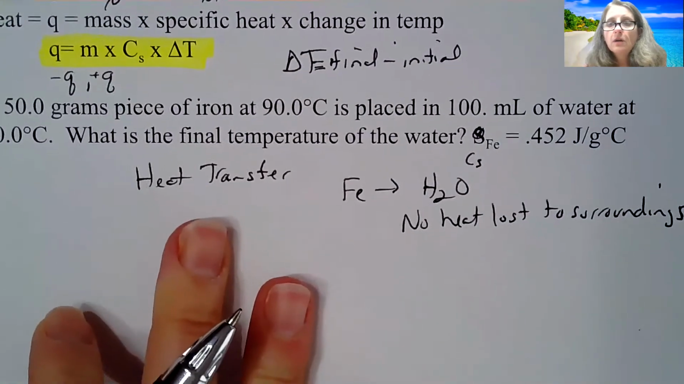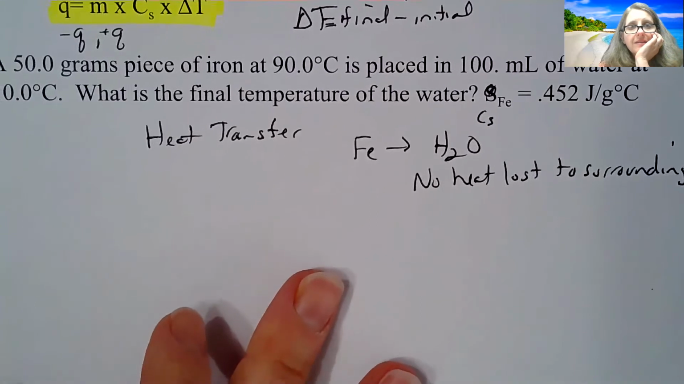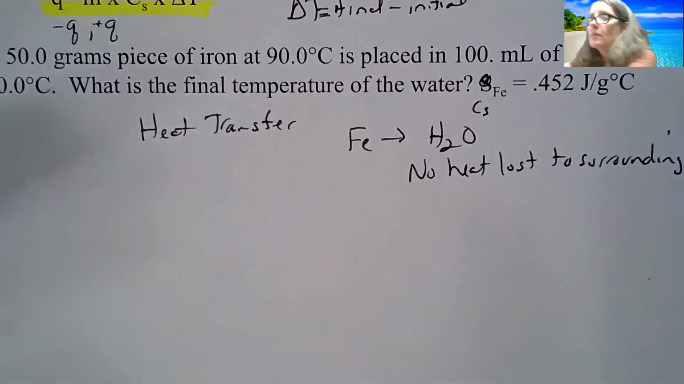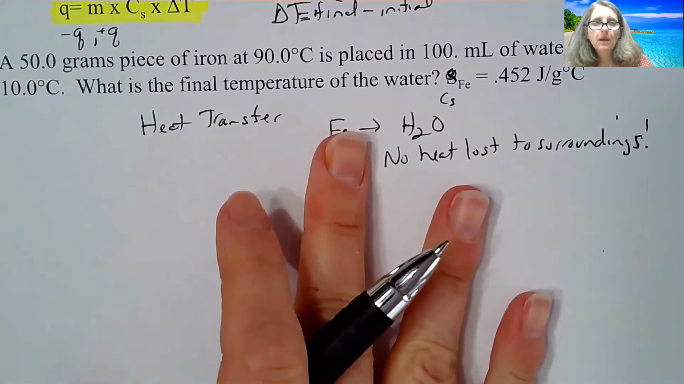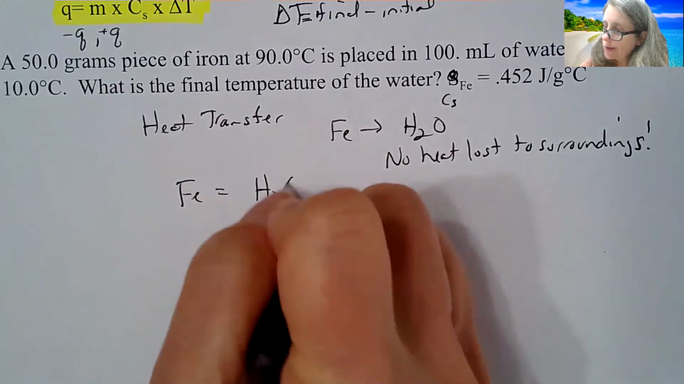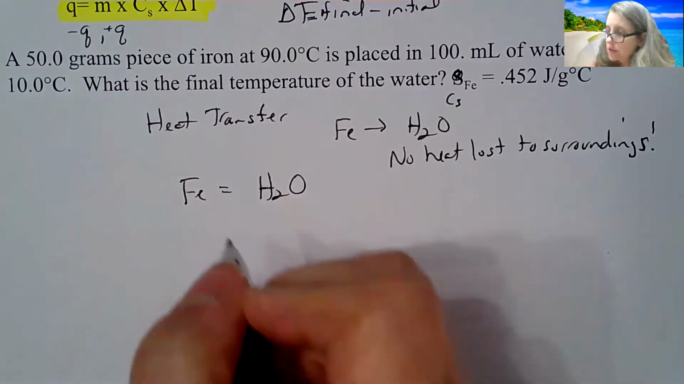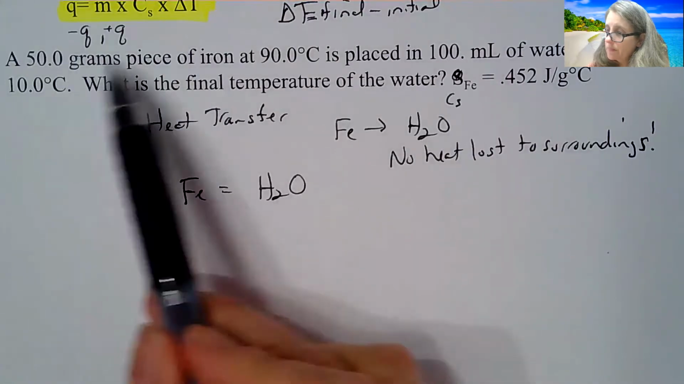Okay, so no heat loss to the surroundings. So if that's the case, I can then set two things equal, the iron and the water. Okay, so I could actually look at, okay, I have some information about the iron.